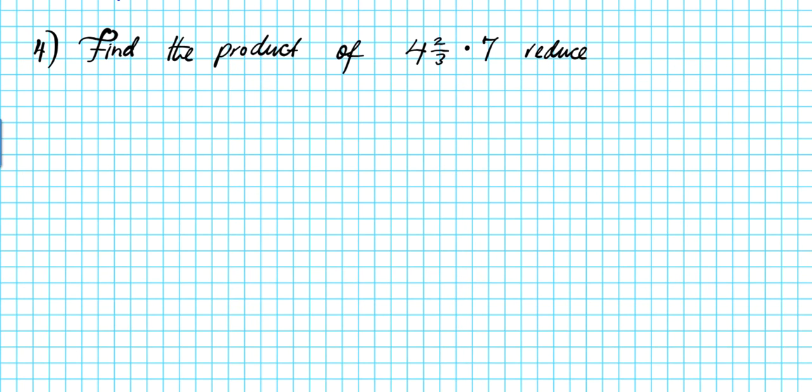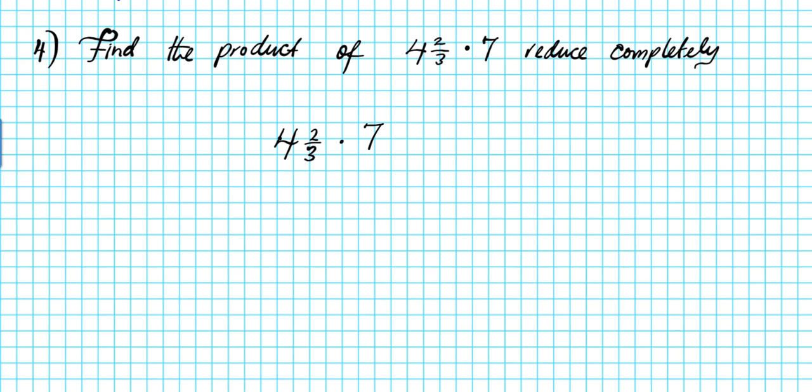Okay, now let's take a look at question number 4. What if we are to find the product of 4 and 2/3 and 7, and we're to reduce completely? Okay, so what are we dealing with in this case? 4 and 2/3 multiplied by 7.